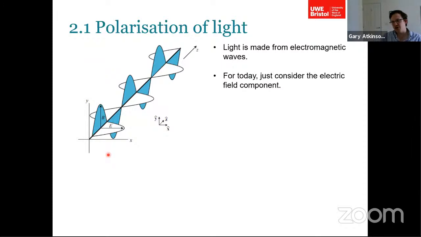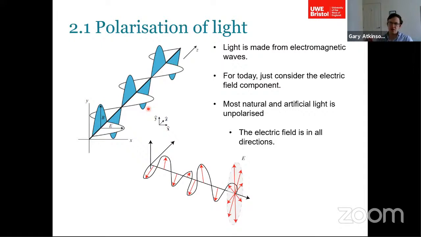So just in case you need a reminder from your school physics days, maybe some of you have physics degrees, so apologies if that's the case, but light is essentially an electromagnetic wave. That is, it's comprised of an electric field component and a magnetic field component, oscillating perpendicular to the direction of propagation, as shown in this diagram here. Just to simplify things a little bit though for today, let's just consider the electric field component.